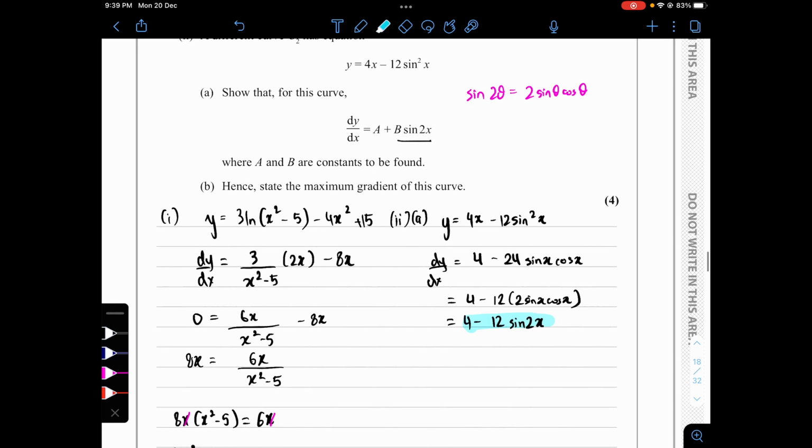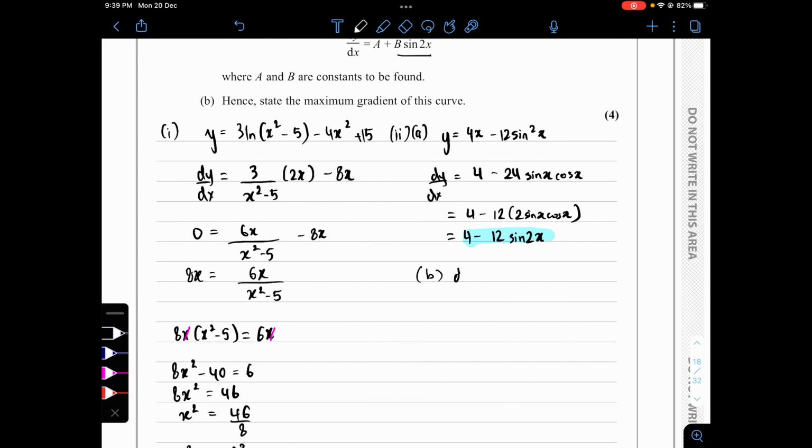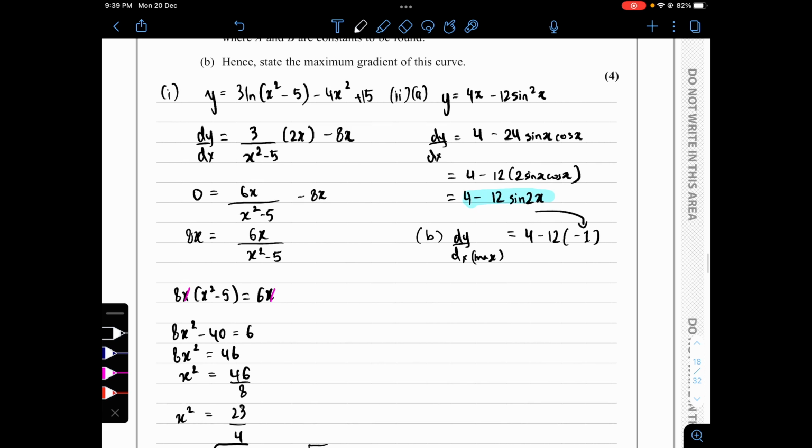Let's look at part B. Part B says, hence state the maximum gradient of this curve. So they want the maximum of this, right? So they want dy over dx max. That's what they want, right? So that's when 4 minus 12 sine 2x, when sine 2x is equivalent to negative 1. That's when, because we want plus 12, right? So our maximum gradient equals 4 minus 12 times negative 1, which is 4 plus 12, which is 16. Pretty straightforward. That is our final answer.